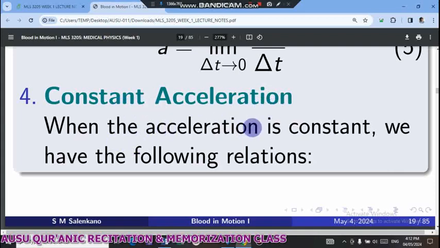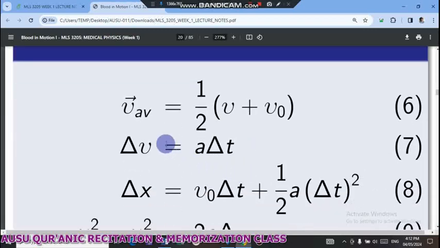Now, when the acceleration is constant, the motion is called uniformly accelerated motion, because acceleration is not changing. So when the acceleration is constant, we have the following relations. Look at the relations here. We have the average velocity, and average velocity is half times final velocity plus initial velocity. If I know the final velocity and the initial velocity, I can add the two and divide by 2. You have 2 velocities, you add them and divide the result by 2, and that will give you average velocity.